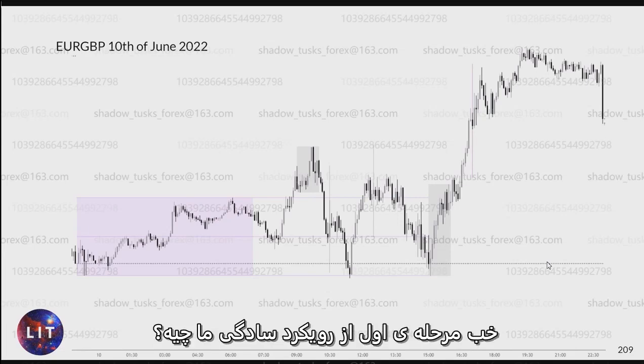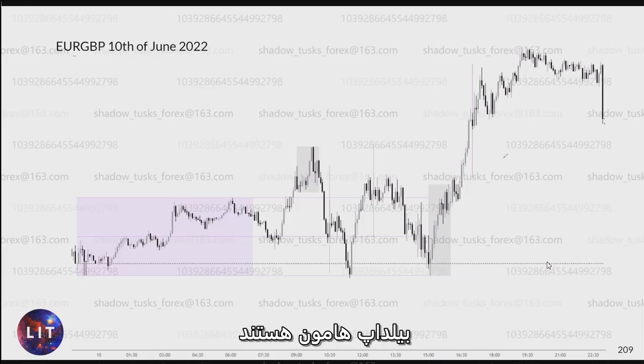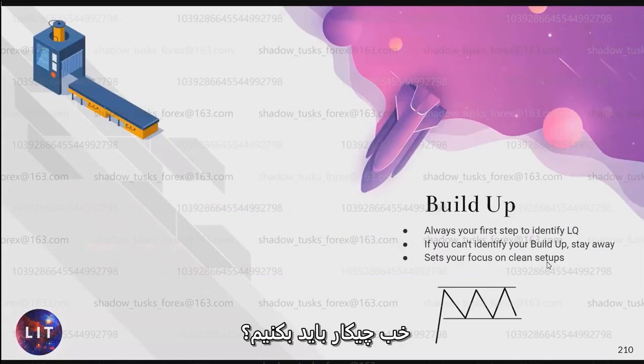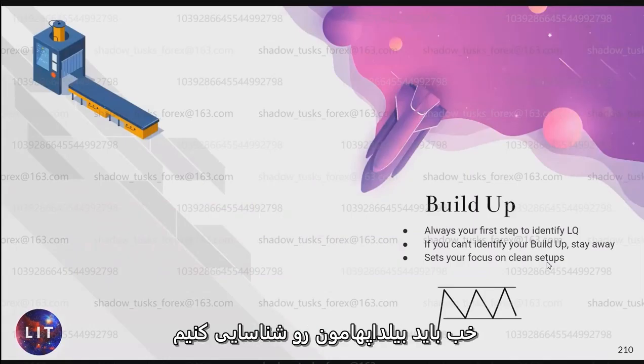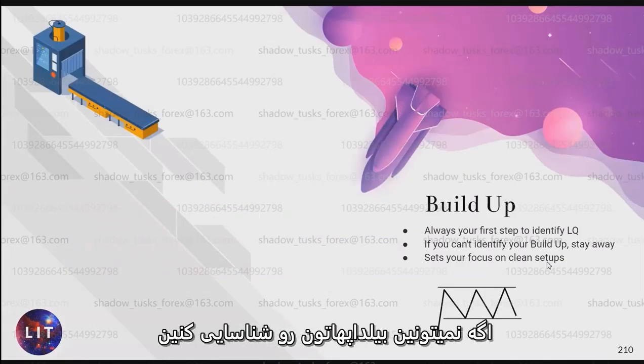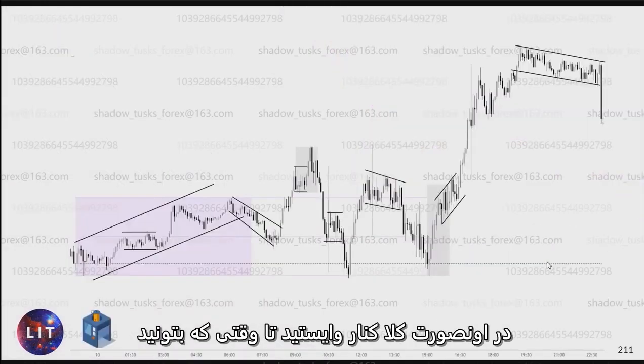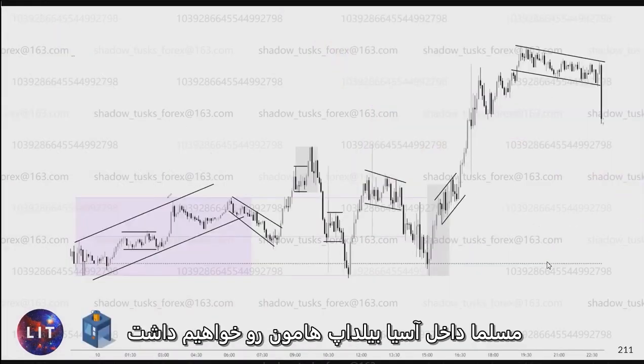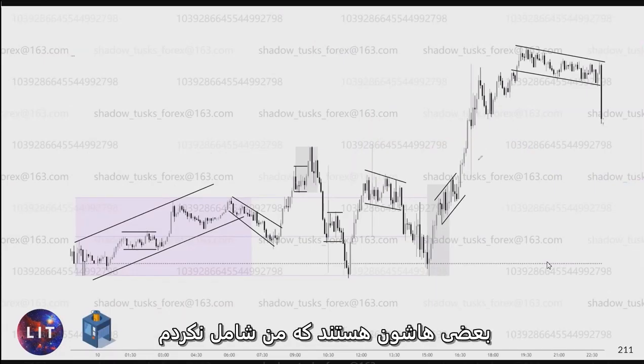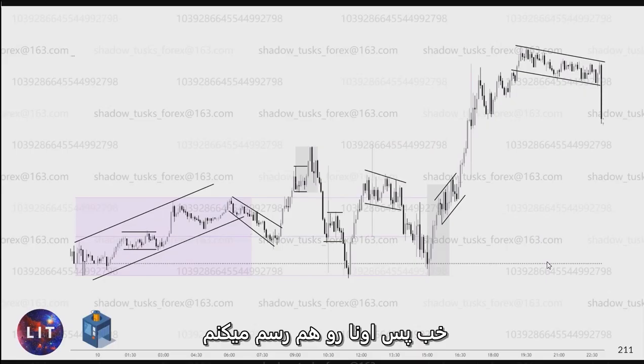So what is the first step in our simplicity approach? It is our build-ups, right? So what do we want to do? Well, we want to identify the build-ups. If you can't identify your build-up, then just stay away until you can. So let's look at this. Obviously, within Asia, we're going to have our build-ups. There are some that I have not included, so I'll just draw them on as well.